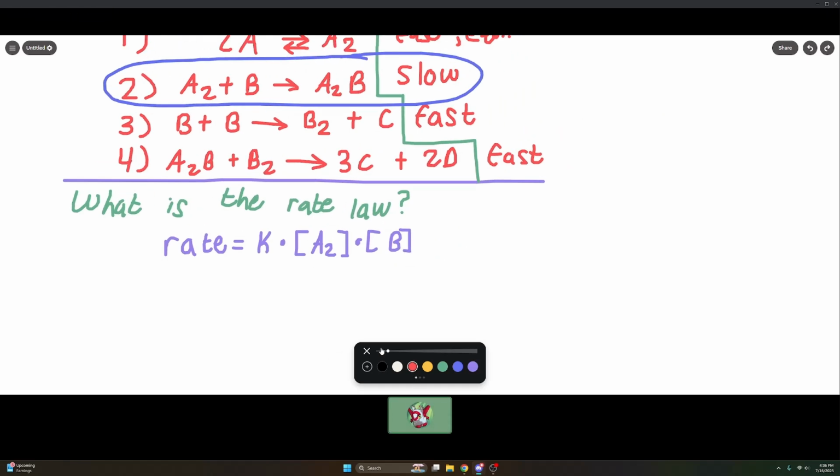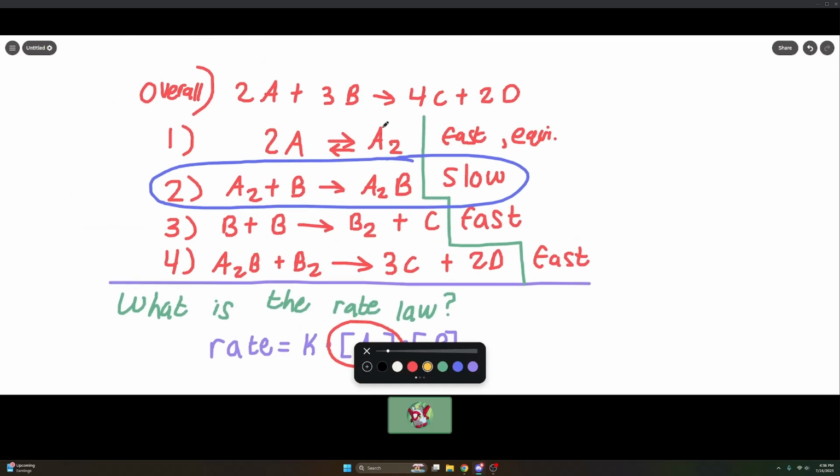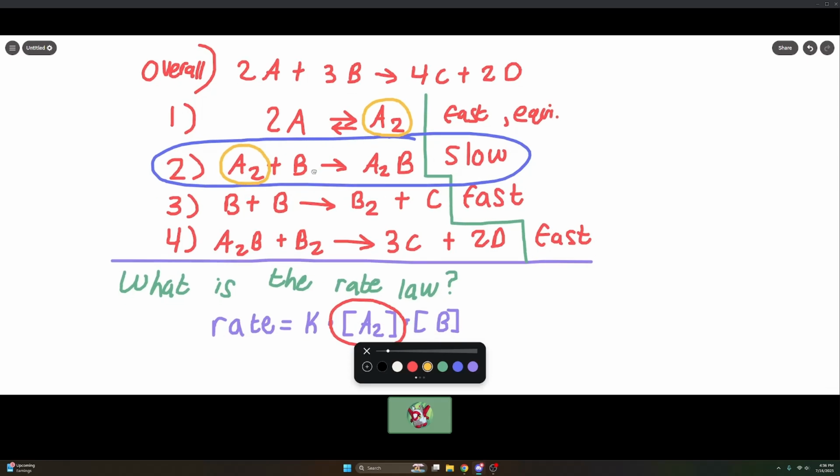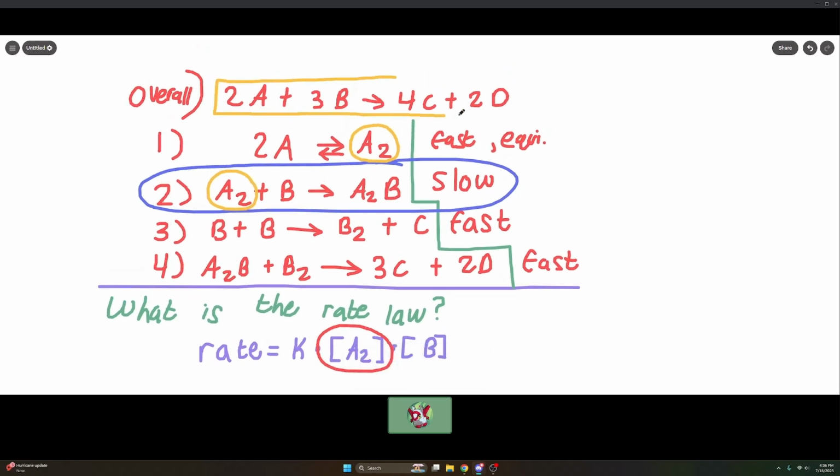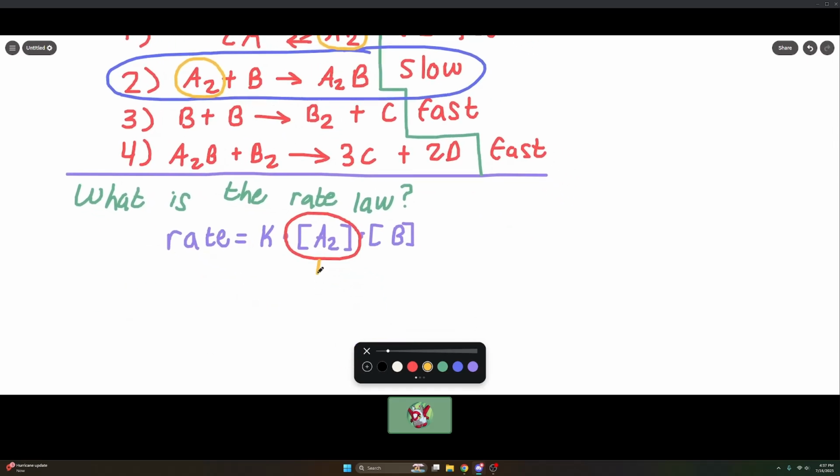But just to review and go a little more in depth, A2 is an intermediate because if we look at our mechanism, you can see that in step 1, A2 is created. A2 was not originally present. It was created to be used immediately. A2 is not present in my overall reaction. It was created, then used. That is the definition of an intermediate. So a species that was created in your mechanism and used also in your mechanism. So I need to get rid of this. I need to find a way to substitute A2.